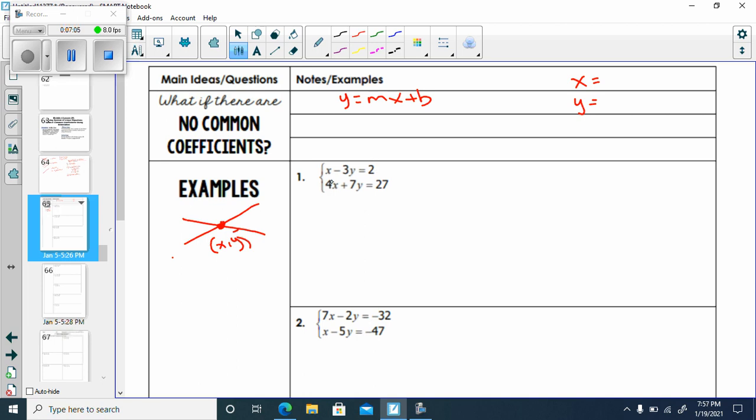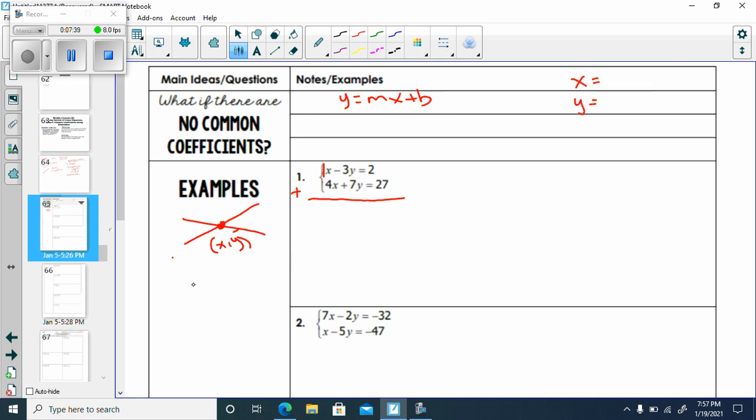Well, now let's look at these. In this case, if there's nothing here, doesn't that mean there's an understood 1? 1x and 4x, okay? I can't just multiply one of those by negative 1 and get rid of it. I have a negative 3 here and a 7. Not an easy way to get rid of one of those. And see, our numbers are on top of each other. We're going to have to use elimination, but I can't just multiply something by negative 1 to get rid of it.